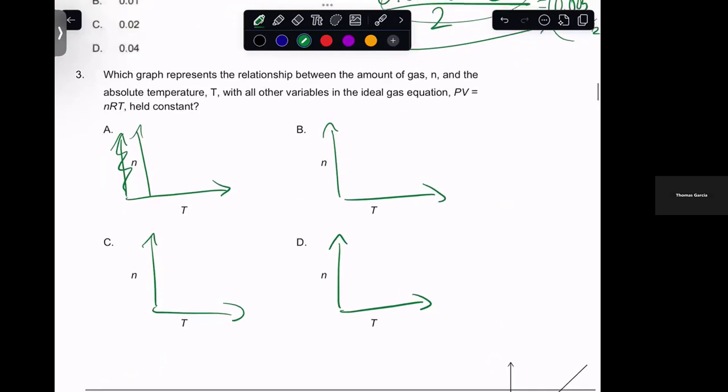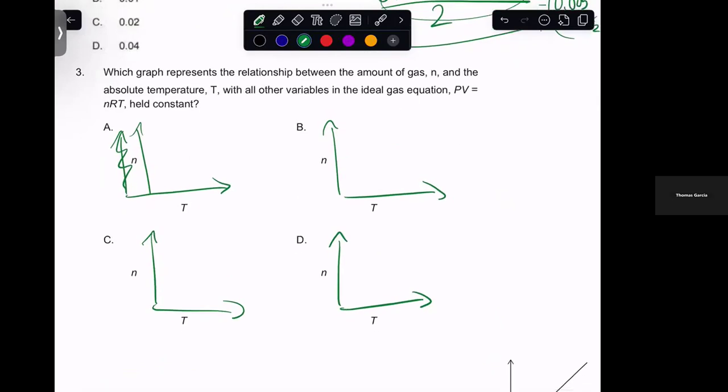All right. So what is the relationship between moles and our temperature? Well, in PV equals nRT, we notice that moles and temperature are on the same side. So if we were to just reorient, we can say n is equal to PV over RT, and we're assuming that P, V, and R are all going to stay constant. Therefore, n is proportional to 1 over T. So this is going to just be an inverse graph.